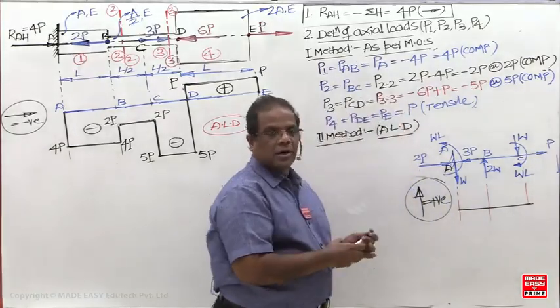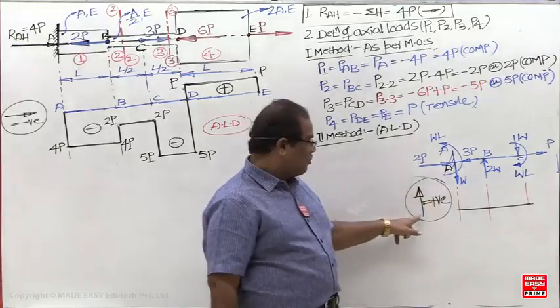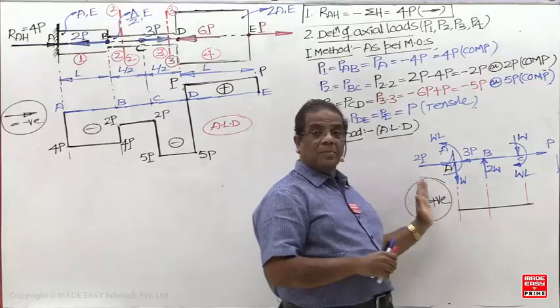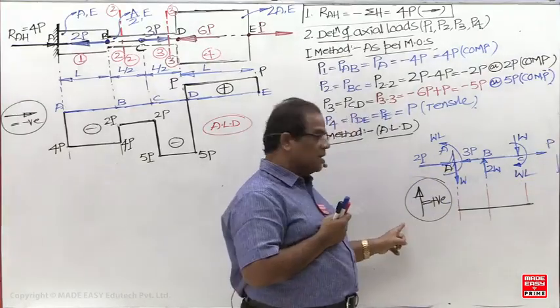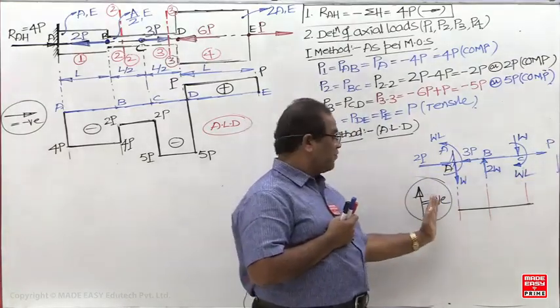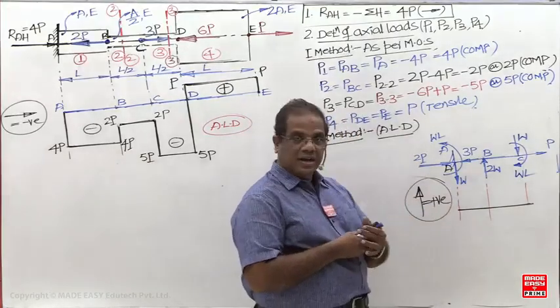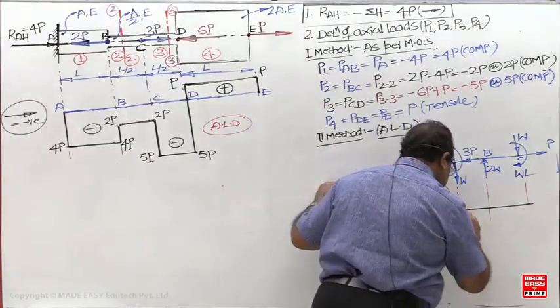Upward is positive, but this load is downward. Left side, what is the sign convention? Upward is positive. So when I am drawing from left to right, you have to use the left side convention. Upward is positive, but this load is downward, so it should be negative.